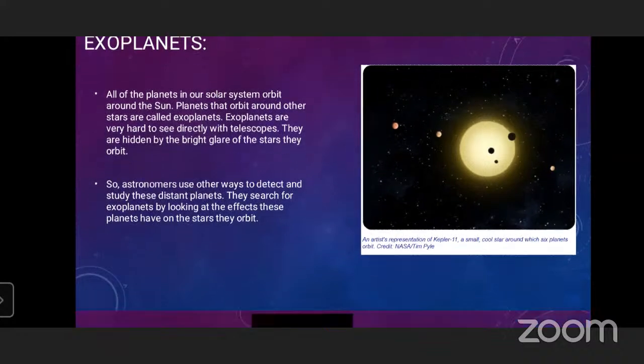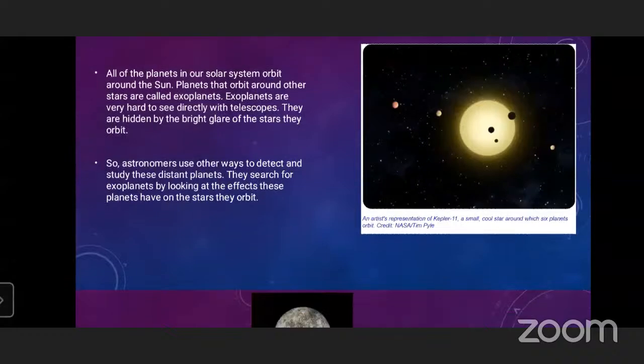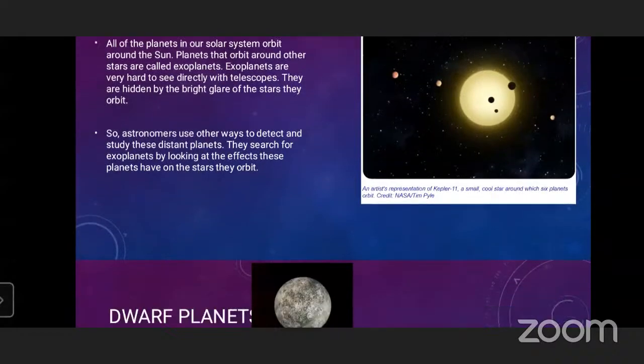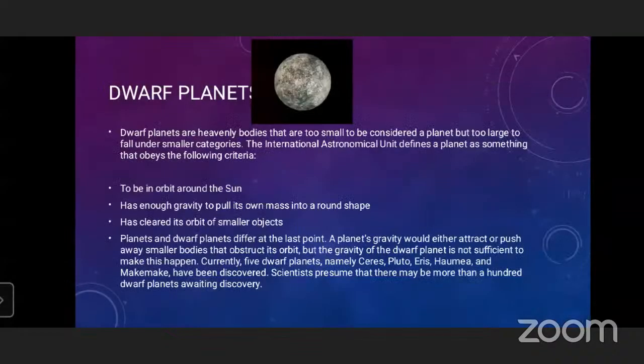Next, about dwarf planets. Dwarf planets are heavenly bodies that are too small to be considered a planet, but too large to fall under smaller categories. The International Astronomical Union defines a planet as something that obeys the following criteria: it should be in orbit around the sun, have enough gravity to pull its own mass into a round shape, and have cleared its orbit of smaller objects.